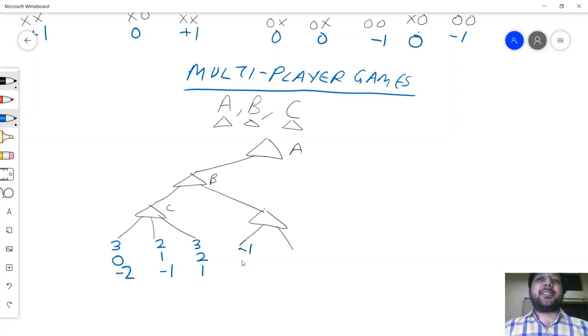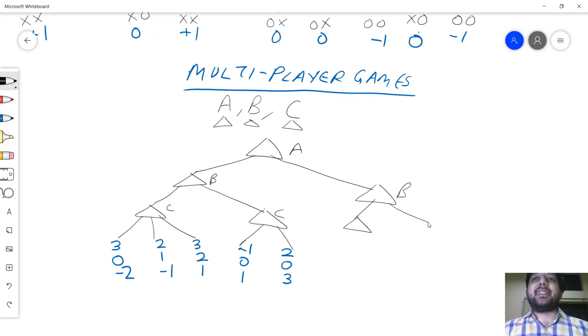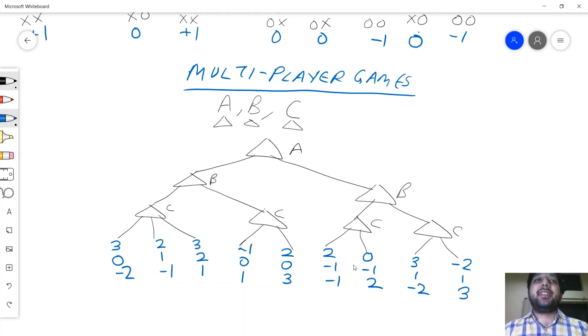So it's a minus 1, 0, 1. It's a 2, 0, 3. And similarly for the rest of them, so that's B, that's C, and the options possible are the playoffs possible. Again, I've not got strictly backtracking. I should have gone 2, minus 1, minus 1, 0, minus 1, 2, 3, 1, minus 2, and minus 2, 1, 3.